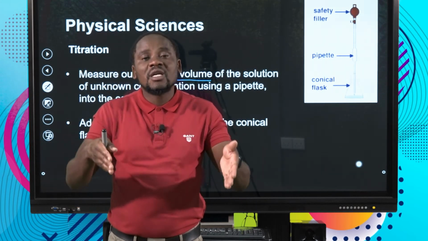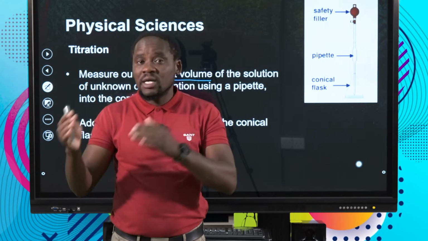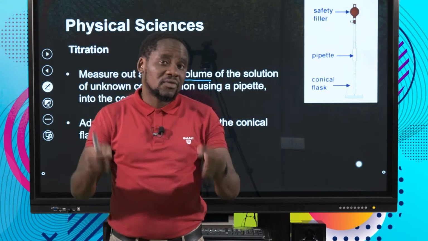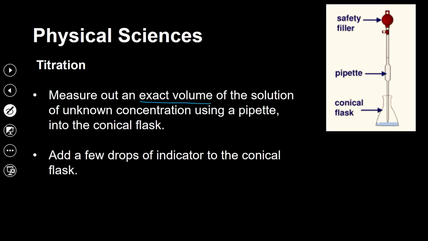Okay, the indicator, very, very important. It shows the color change at the end point of that acid-base reaction. So we also need to add a few drops of the indicator so that we can keep track of the color change as far as the end point is concerned.